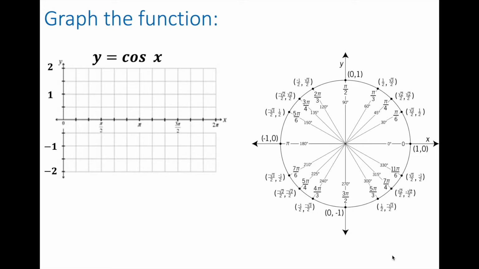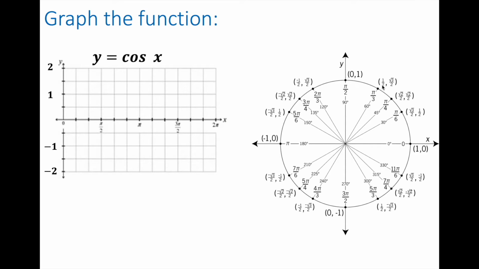For this one, we're asked to graph the cosine of x. Remember that cosine gives us all of our x values. So if I were to go cosine of 90 degrees, for instance, it would be 0. Cosine of 60 degrees, my x value would be 1/2. So cosine of 60 degrees is 1/2.